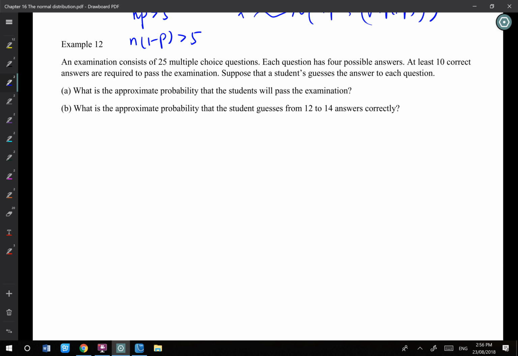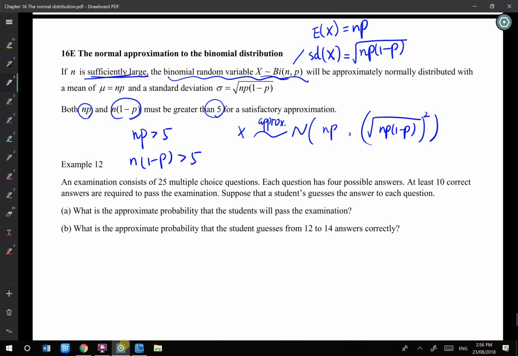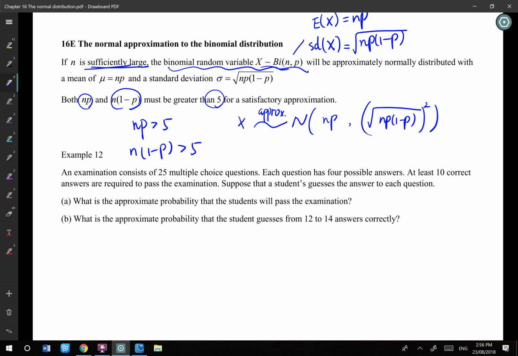Other one's wrong because it says n bracket 1 in p minus p. No. The np(1-p) is the variance.